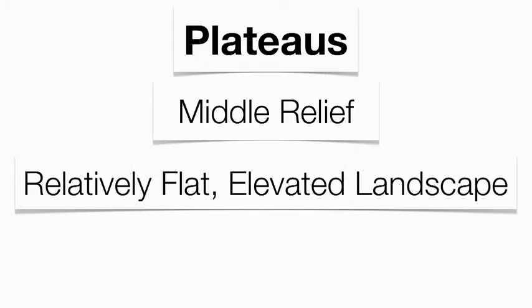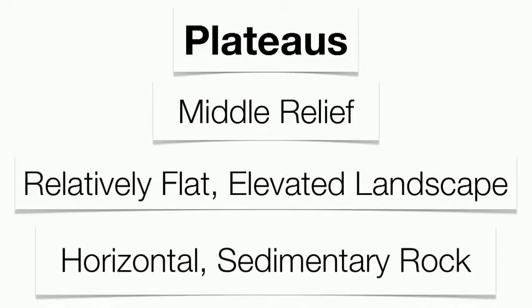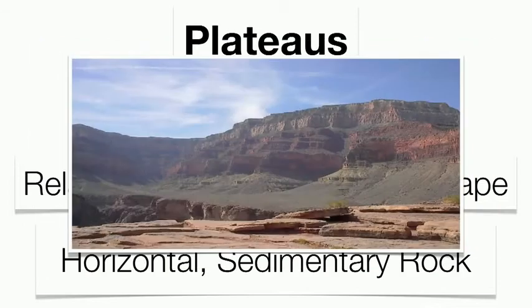The next type of landscape is a plateau. Plateaus are very similar to plains in the sense that they're made up of the same type of rock, but you're going to have a little bit more relief. The structure tends to be a little bit more elevated, even though it's relatively flat, horizontal sedimentary rock as well. There's the Colorado Plateau.